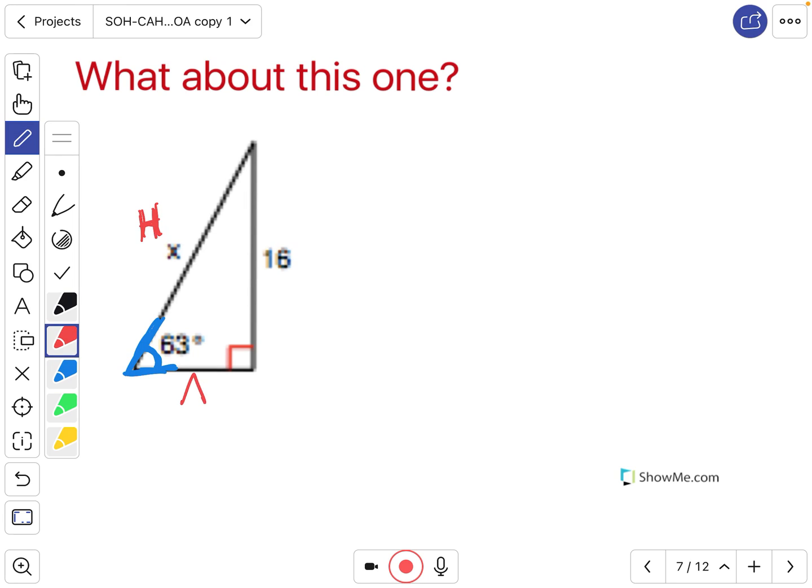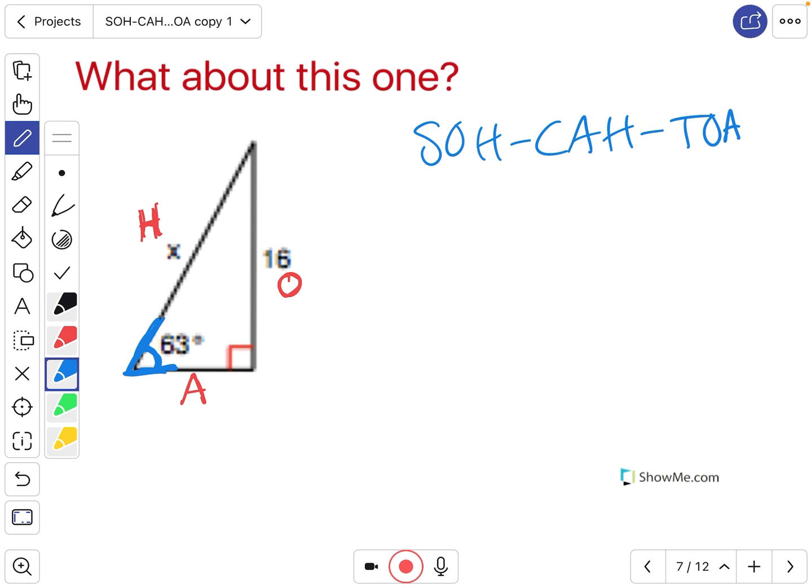Remember, the angle is always created by the hypotenuse and the adjacent side, so that must mean this blank side is the adjacent. And this length 16, which is farthest away from the angle, that's our opposite. Now to figure out what trig function you use, let's write out SOH CAH TOA.